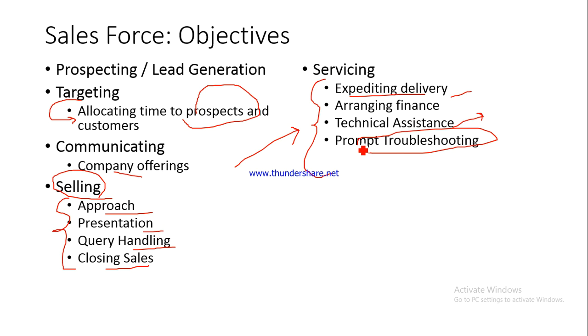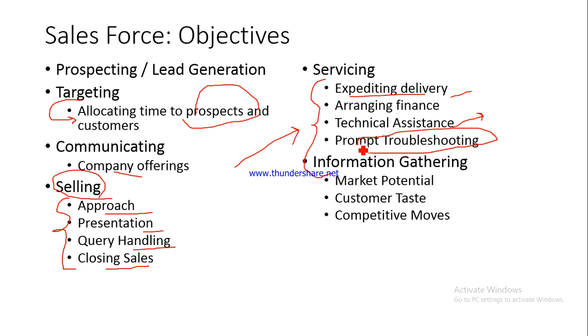Because if the product has broken down, naturally the customer may be facing a lot of hardships. So you have to ensure that he doesn't face those hardships, because you are not interested in this one sale only. You are basically interested in getting more sales, getting more orders from him in future. So you actually want him to become your lifetime customer, and that is why you are promptly responding to all his requests for assistance or requests for troubleshooting. So this is another objective of the sales force.